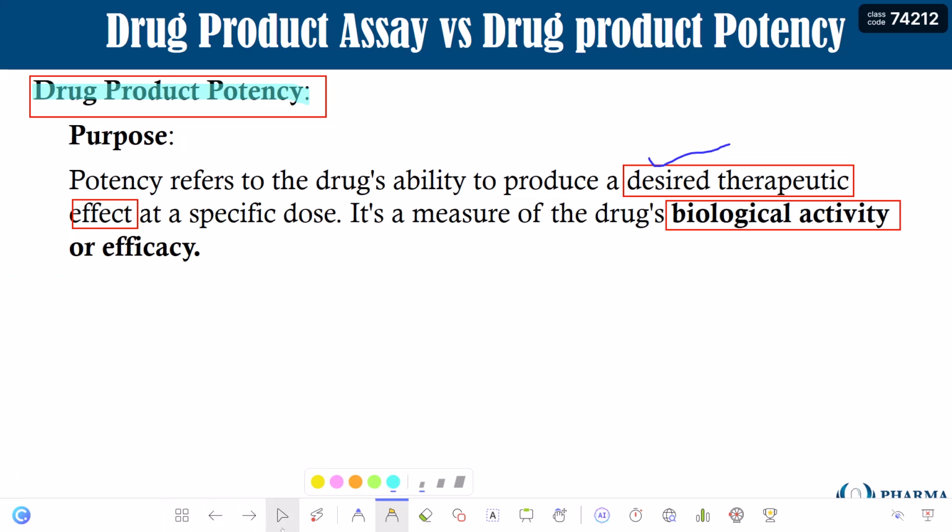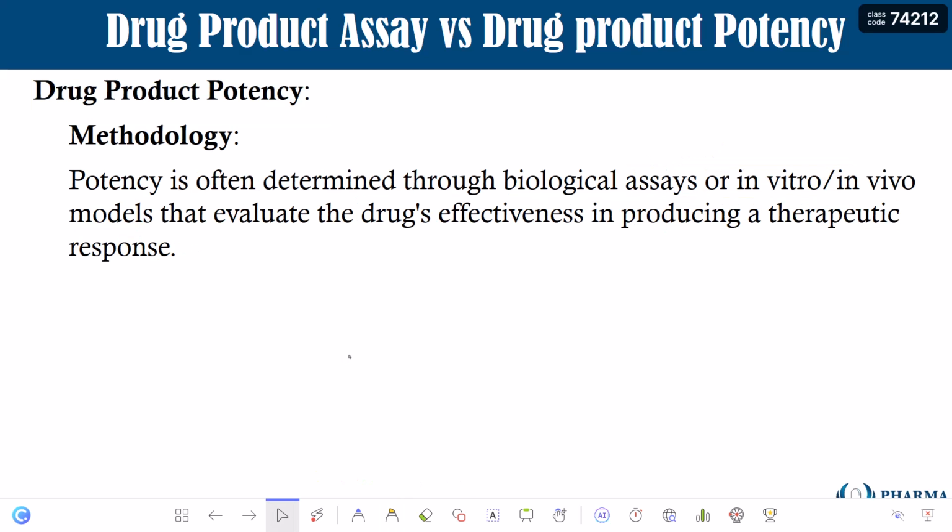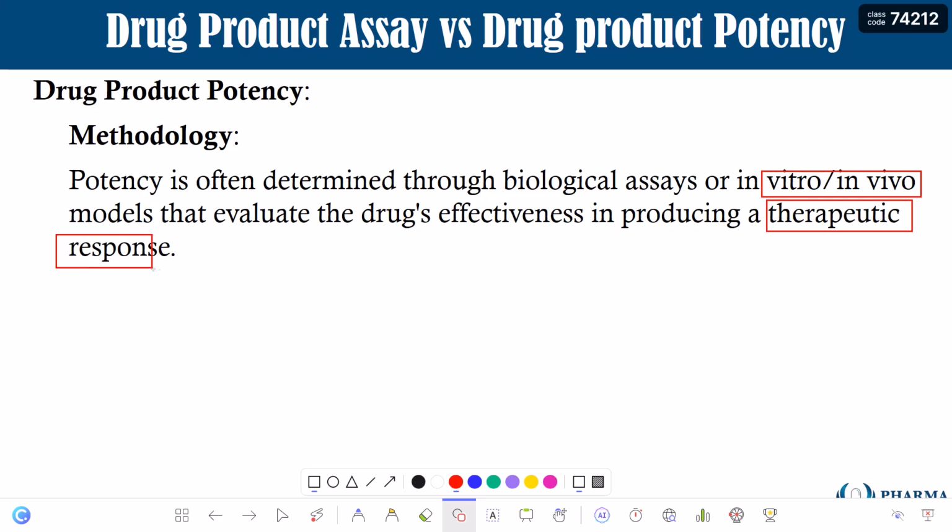Let us now understand the next point, that is methodology. So potency is often determined through biological assays such as in vitro or in vivo models that evaluate the drug's effectiveness in producing a therapeutic response. The therapeutic response could be in terms of creation of more antibodies, or maybe in terms of reducing the body temperature. So that therapeutic response should be measured maybe by in vitro or in vivo models.